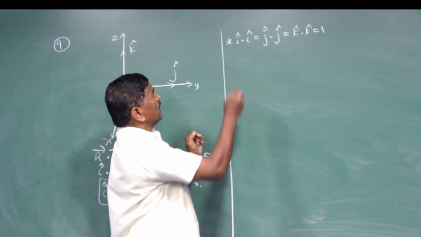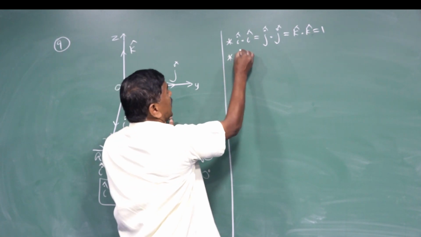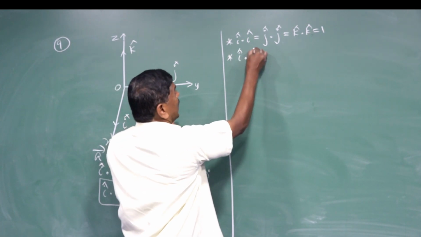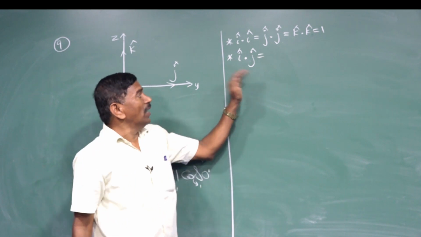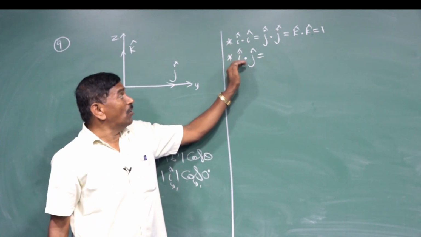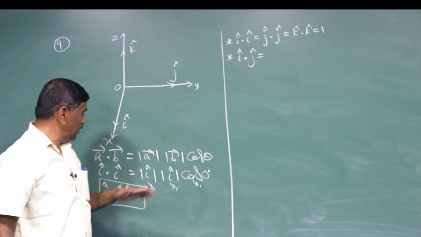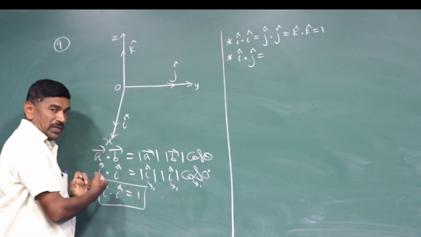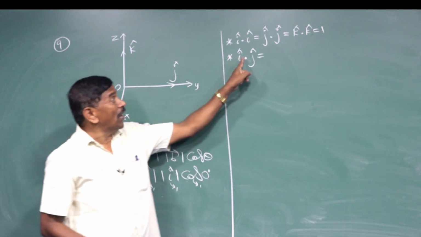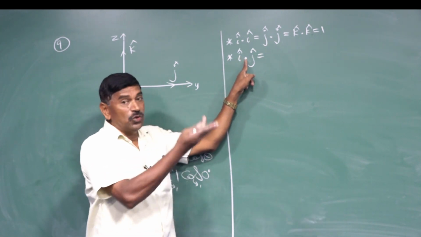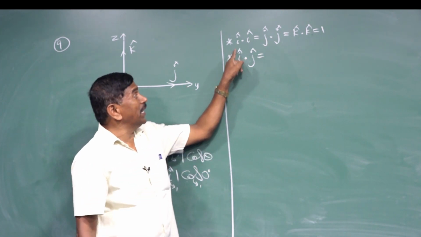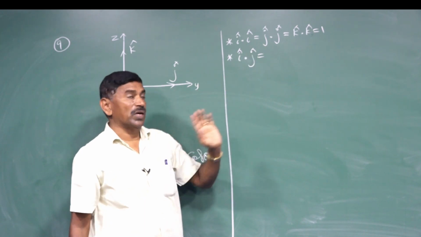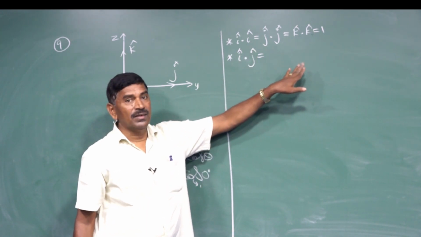That's all. Now I want to consider i cap dot j cap. First work: the dot product of a unit vector with itself is equal to 1. Now, the dot product of different unit vectors, that is i cap dot j cap. What is the answer? Yes, very good.